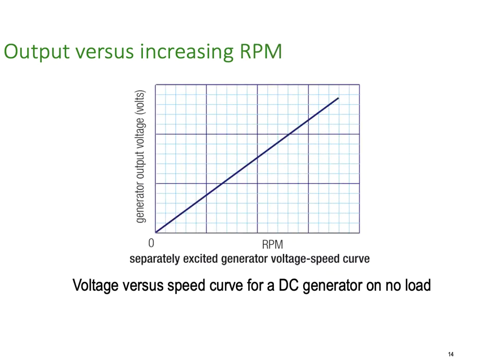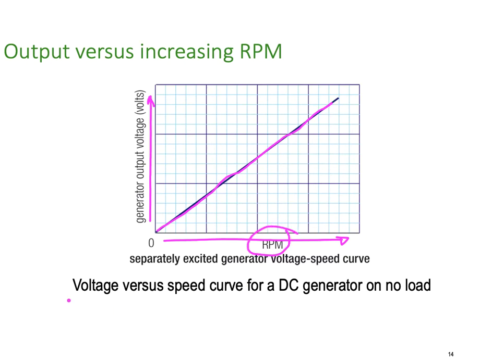So now we're doing the not exact opposite, but now we're going to hold the field fixed and we're going to change the speed. So here you can see generator output voltage increasing in this direction and our speed increasing in this direction, and the line is the volts response. So the volts respond in a beautiful straight line compared to the RPM.